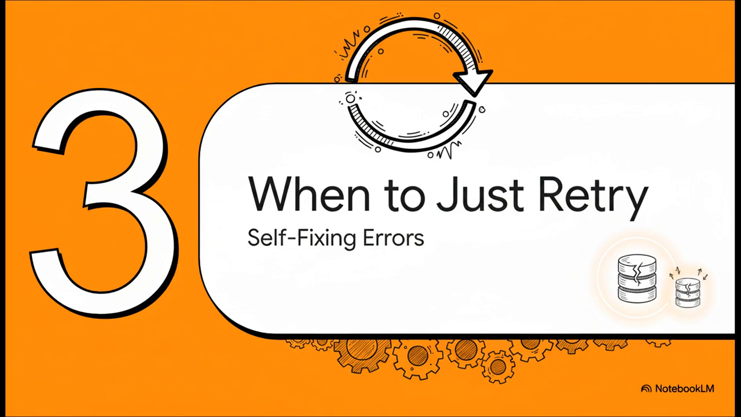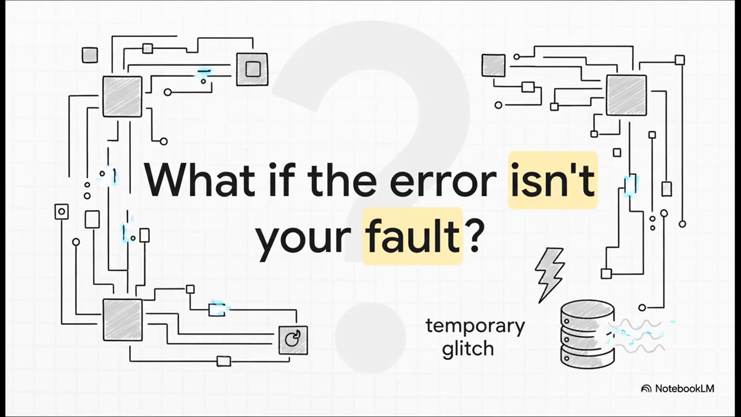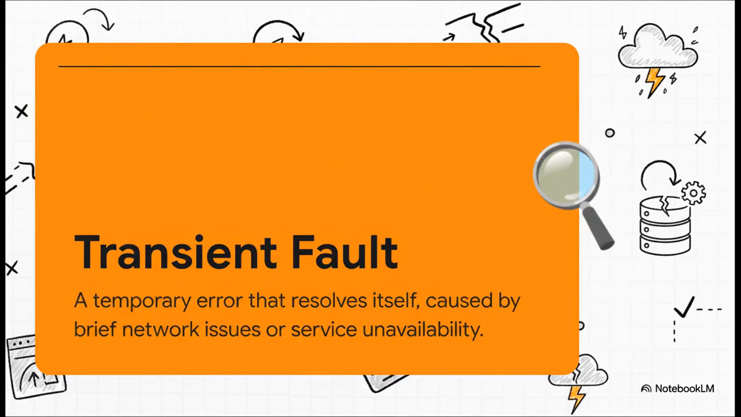But what about errors that are nobody's fault? This is a really critical concept for building tough, resilient applications, because sometimes some errors can actually fix themselves. I mean, think about it. What happens when the error isn't something you did, or the database, or a resource problem? What if it's just a temporary glitch in the matrix, a little hiccup in the network that connects you to the database? And this brings us to this idea of a transient fault.